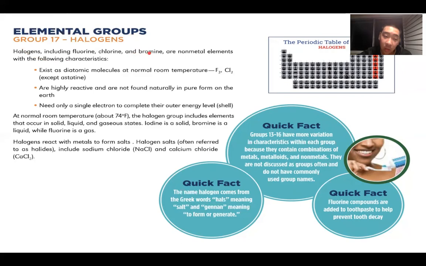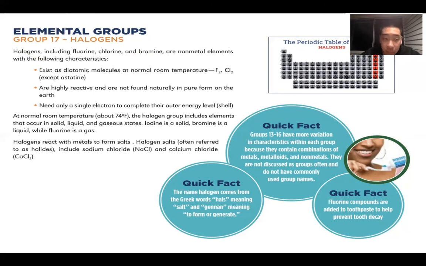Chlorine and bromine are slightly better, right? Chlorine can be found in your pool. Why is it found in your pool? It's not found in the pool to kill you. It's found in the pool to kill the bacteria. Why can it kill the bacteria? Because it's reactive enough that it can go in with the bacteria and punch holes in the cell wall and kill it.